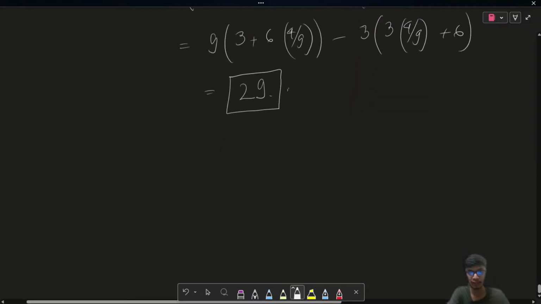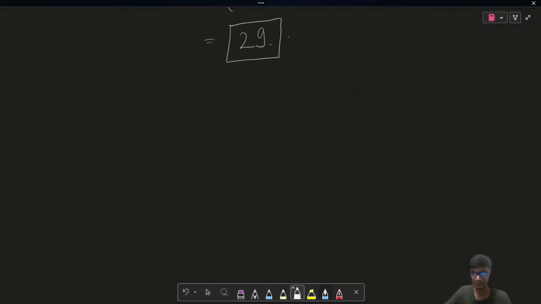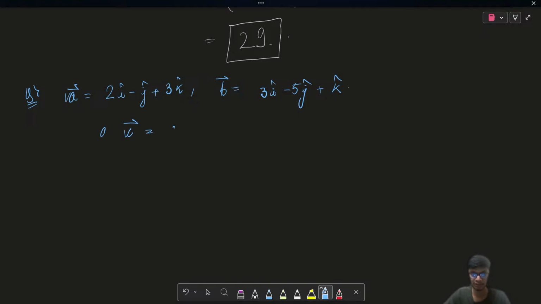So let's now move to another important problem, and this is also a very interesting problem. This question says that we have a vector a given as 2i cap minus j cap plus 3k cap. My b vector is given as 3i cap minus 5j cap plus k cap, and c is a vector such that a vector cross c vector is equal to a vector cross b vector, and that is equal to c vector cross b vector.